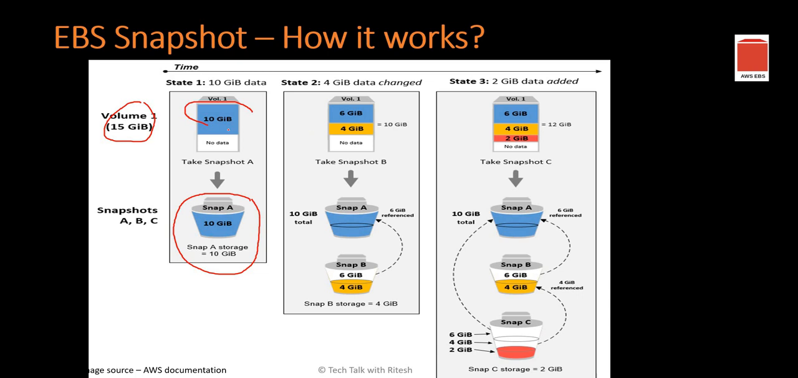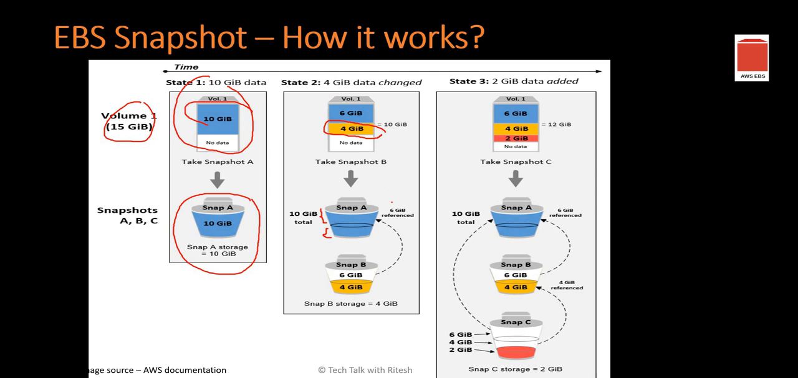Now consider this whole thing is my EBS volume. Out of this 10 gig of data, 6 gig of data is unchanged, but 4 gig of data is changed. Some change happened, because some application is running, something is going on, right? So 4 gig of data is changed. There is a snapshot which is already 10 gig. So just consider in this 10 gig, the first part is 6 gig and the remaining lower part is 4 gig.